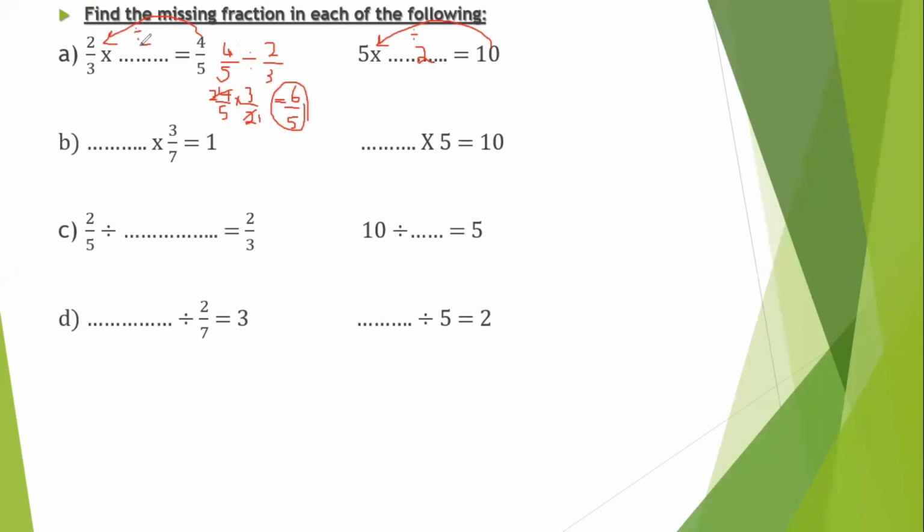If I want to check my answer, I will do 2 over 3 times 6 over 5. If the answer comes out 4 over 5, so my answer is correct.